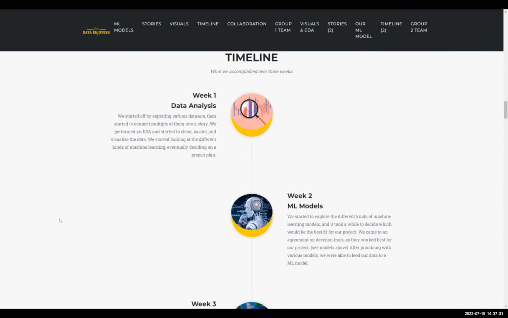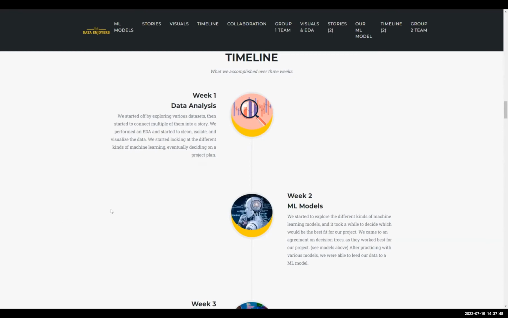In week one, we started off by exploring various data sets. Then we started to connect multiple of them into a story. We performed an EDA and started to clean, isolate, and visualize the data. We started looking at the different kinds of machine learning, eventually deciding on a project plan.